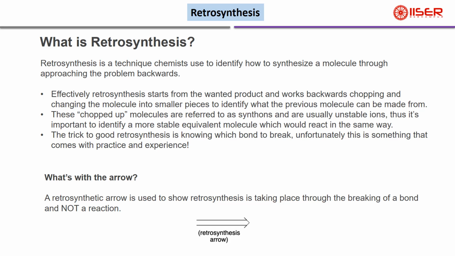Retrosynthesis is totally based on how much we are aware of organic reactions and how they go through, so that based on that we can plan a retrosynthesis. There is no such trick to plan the retrosynthesis of any molecule. It's totally based on your experience. A retrosynthetic arrow is used to show that a retrosynthesis is taking place. It is like this bold arrow.